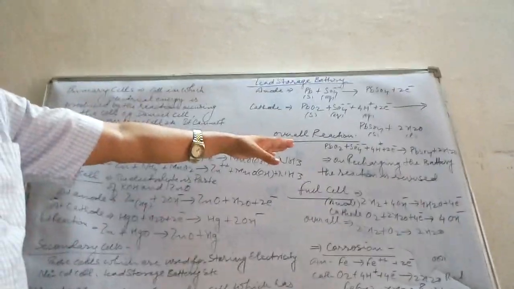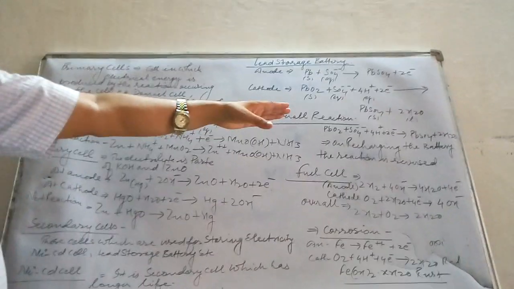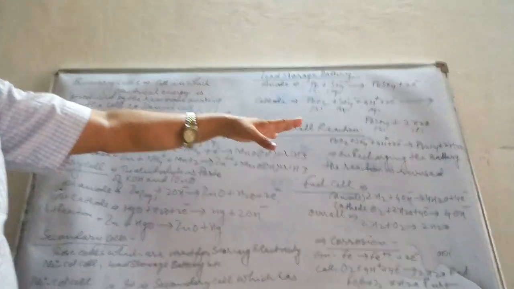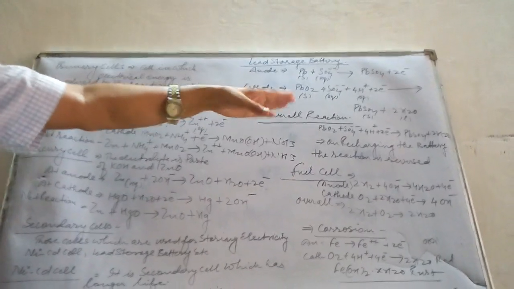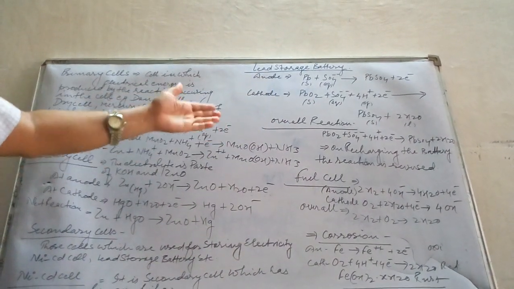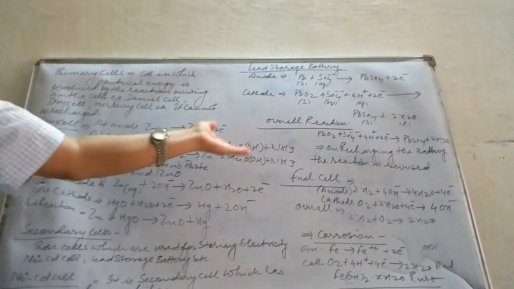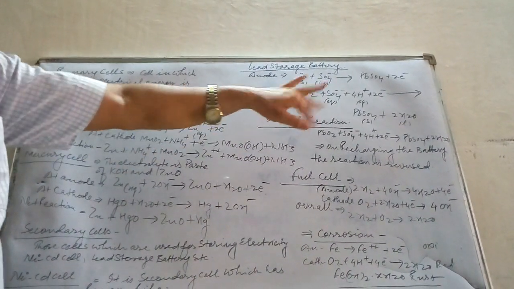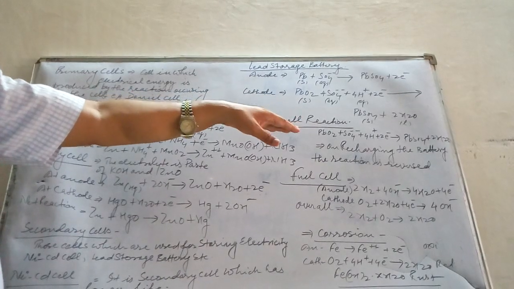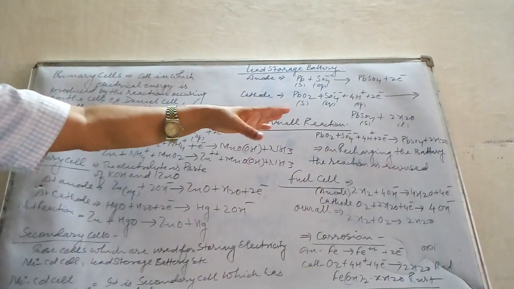So the overall reaction we can write here: PbO2 plus SO4 2- sulfate ions plus 4 hydrogen ions plus 2 electrons equals lead sulfate plus 2 water molecules. This is the overall net reaction. When we have to recharge the battery, the reaction will be reversed, meaning the reaction will be PbSO4 plus 2H2O equals PbO2 plus SO4 2- plus 4H+ plus 2 electrons.